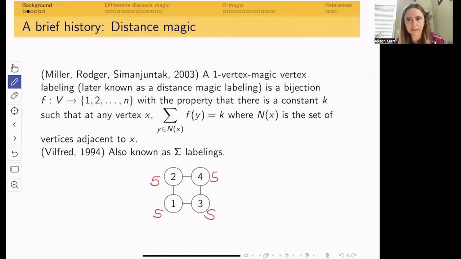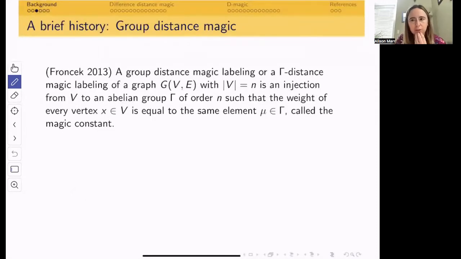So this is the foundational definition of what I've currently been working on, on an undirected graph, this idea of distance magic. That's the starting definition.